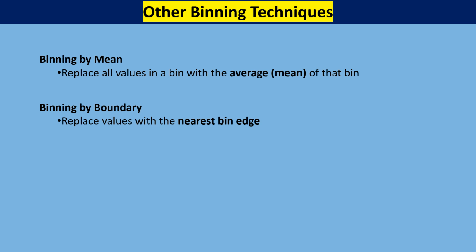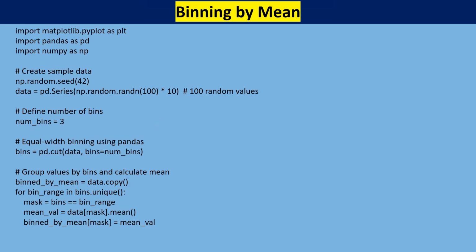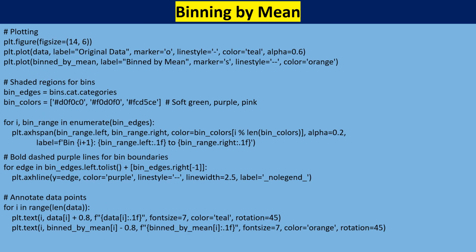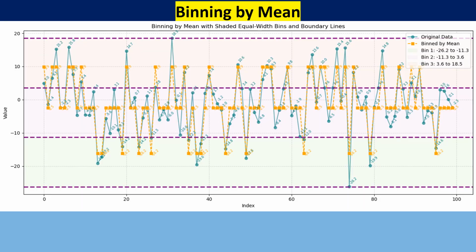Binning by mean, Python code. Continue code. And binning by mean, what did the code do? We took 100 random values like exam scores, temperature readings, etc., and grouped them into three equal width bins, like splitting a class into three score ranges. Then for each group or bin, we calculated the average mean for all values in that bin, and replaced the original values with that average only for visualization.